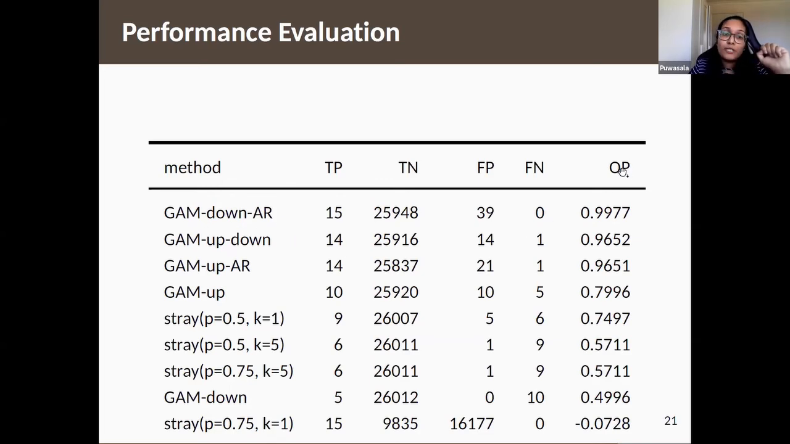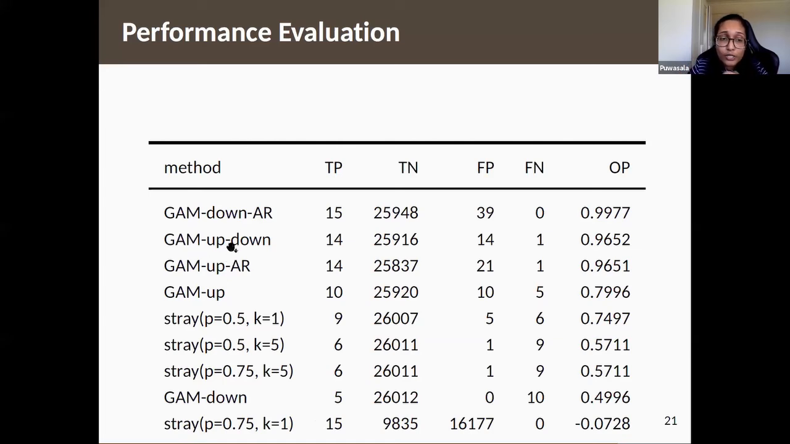According to the optimized precision, the down AR method is performing well. However, we note that it has a larger number of false positives than any of the other methods, except for this method, the stray algorithm. Stray here is the method developed in the oddwater package, which uses a feature-based approach that Delaney talked about. So for the comparison, I am using that method to see how well our method is doing.